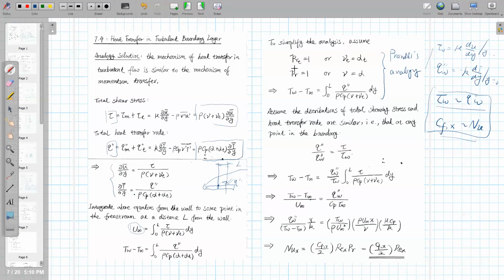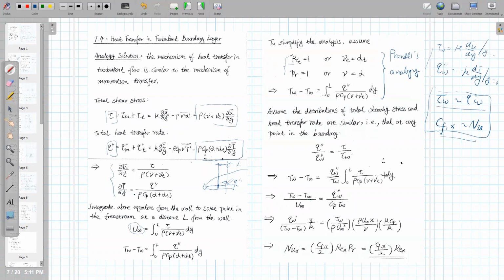So the way to do this is that we assume these two Prandtl numbers equal to 1. The bulk Prandtl number equal to 1 means that we assume that the kinematic viscosity equals the thermal diffusivity in the bulk. And also we assume that in the turbulent field, this turbulent Prandtl number is also equal to 1, so that we have mu t equal to alpha t.